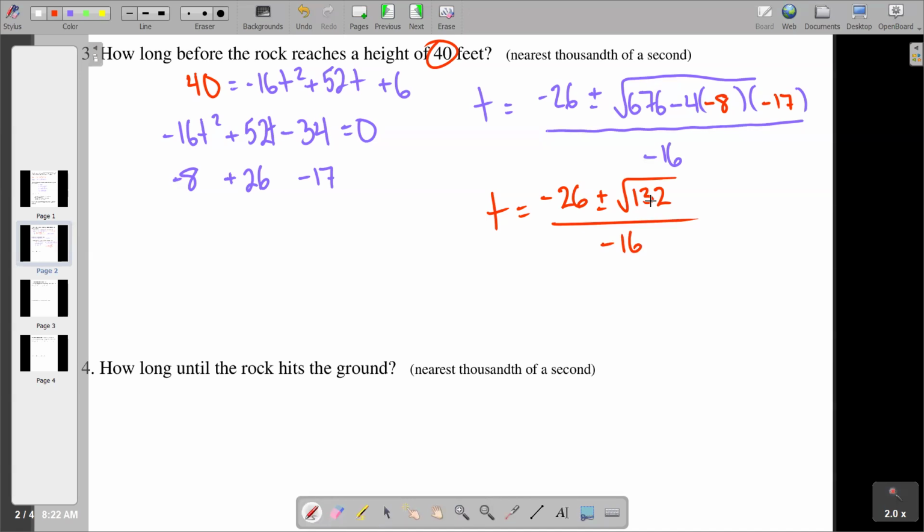So far, so good. In the past, the conversation has been one of the answers doesn't make sense. Let's take a look at both of these answers. Why don't we get a good set of eyes on the square root of 132? I want to know what that is. So again, calculator, square root of 132. It's 11 point.